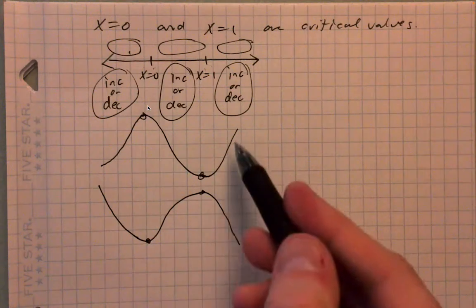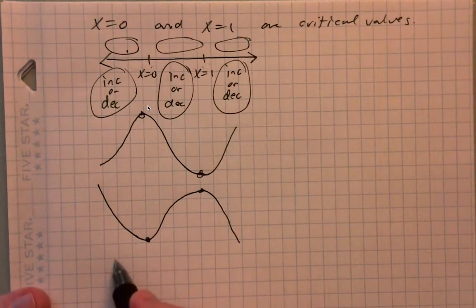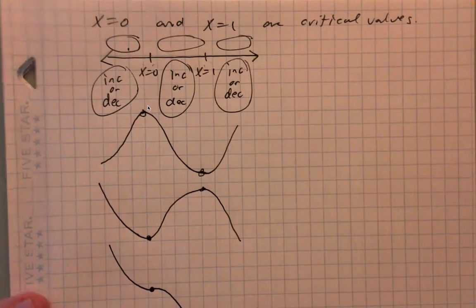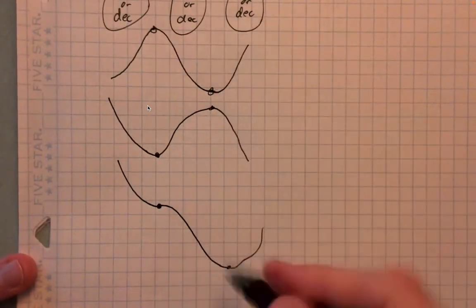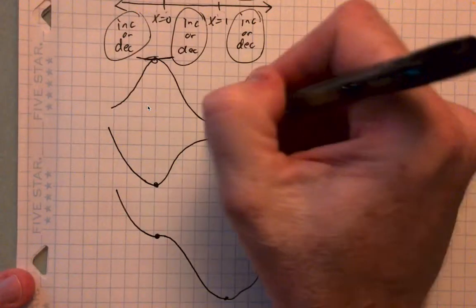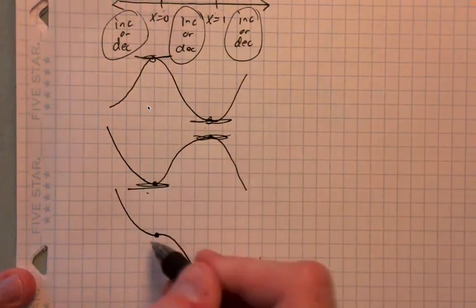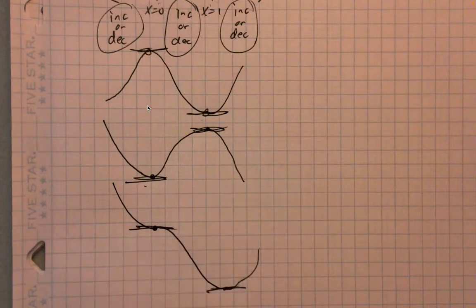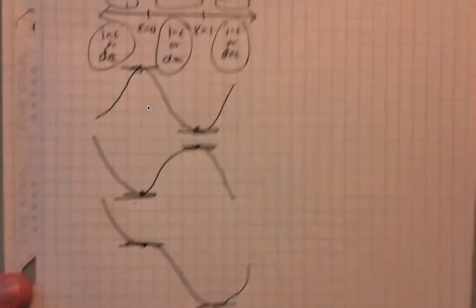We don't know. It could be doing this. It could be doing that. It could also be doing something like this, where it comes down, hits a flat point, and then goes down further, and then comes back up. It could be doing any number of things. But what we know for sure is that we have relative mins or maxes, or potentially this kind of inflection point change at these points. And what we need to do is figure out what's actually going on in the intervals.